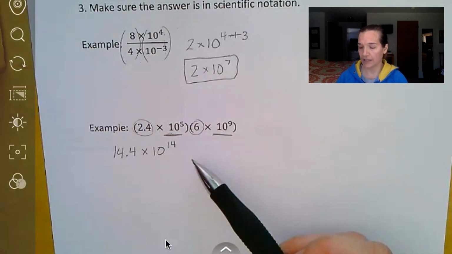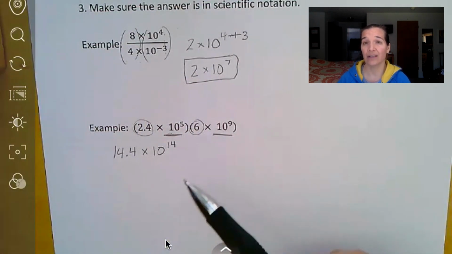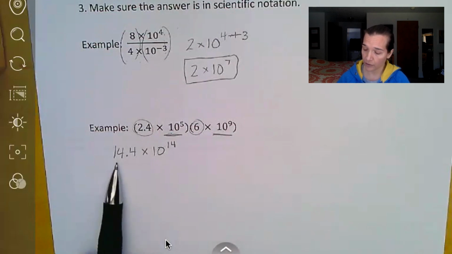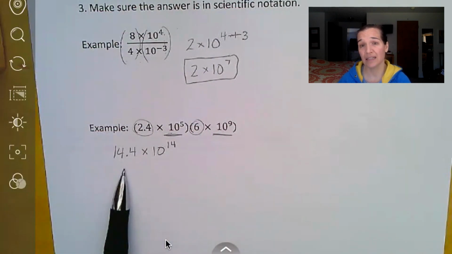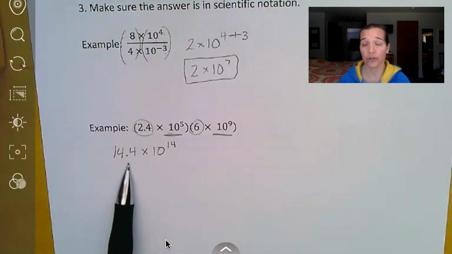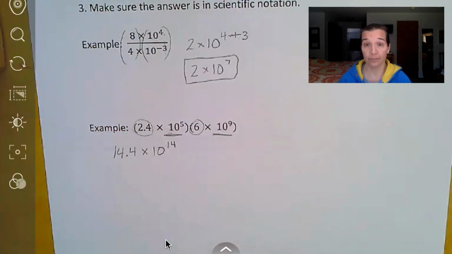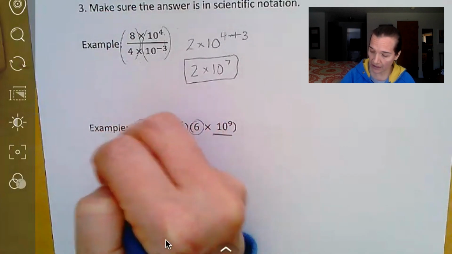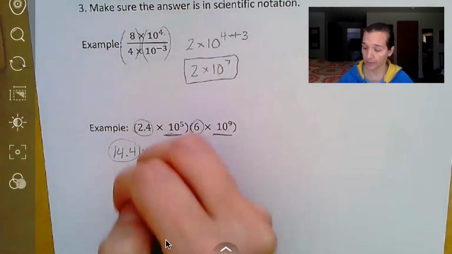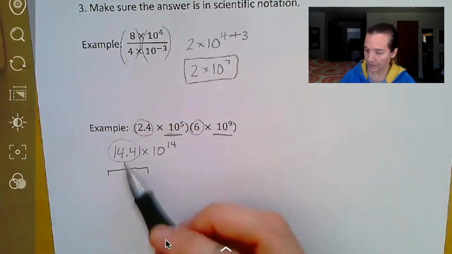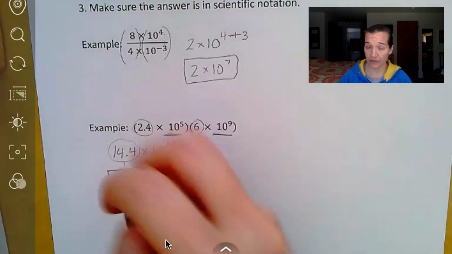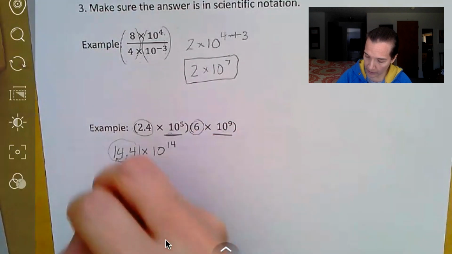So it looks like we've got the answer. However, this is not in scientific notation. If you remember, the digit here has to be between 1 and 10, less than 10 and 1 or larger, and it's not. It's 14.4, bigger than 10. So this part is technically not in scientific notation. So I'm going to rewrite just this part here. If I want to make this into scientific notation, I have to move the decimal point back 1 place.